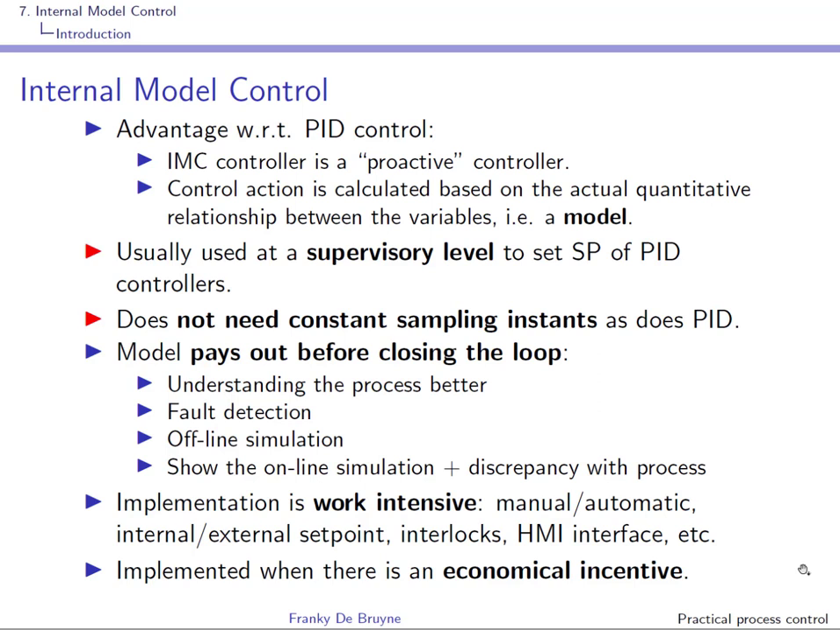As the name suggests, internal model control uses a model, and this model can also be used for other purposes. For instance, understanding the process better, offline simulation, and of course online simulation. And if you do online simulation, you can compare the simulation with the actual process and show the discrepancy with the process. A discrepancy can be a sign of a bad model, but it could also be a sign that there is something wrong on the actual system. So the model can then be used for fault detection, for instance.